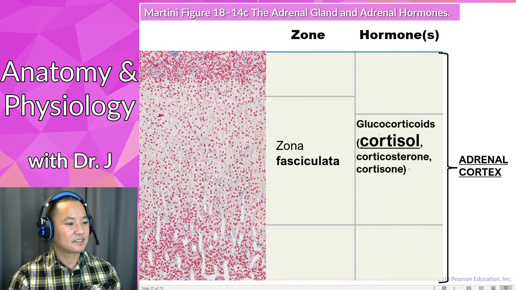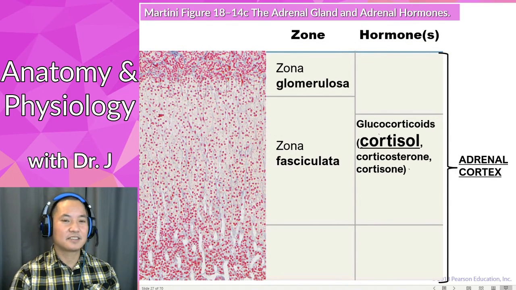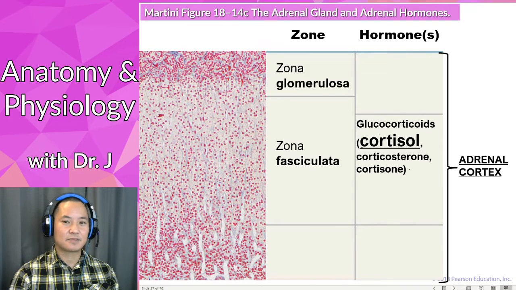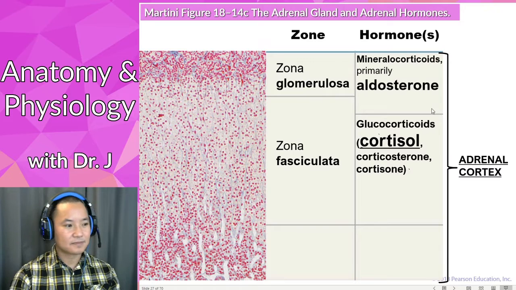Alright, so then let's go to the next layer. So this is more outer. This is the zona glomerulosa. This is the one that's closer to the capsule that surrounds each adrenal gland.